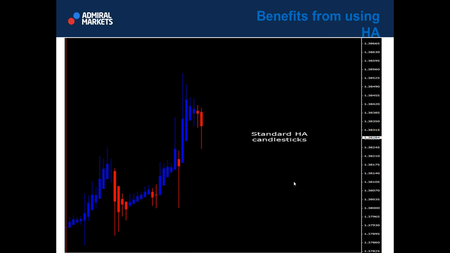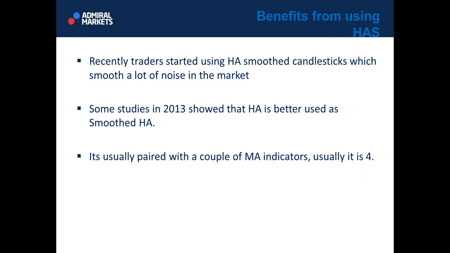So this is how standard Heiken Ashi candlesticks look. We have a set of green or blue color-coded candles and usually red color-coded candles. Blue color-coded candles are bullish candlesticks, red color-coded candles are bearish candlesticks. So red and blue or green. It depends which version of Heiken Ashi candlesticks we actually use.